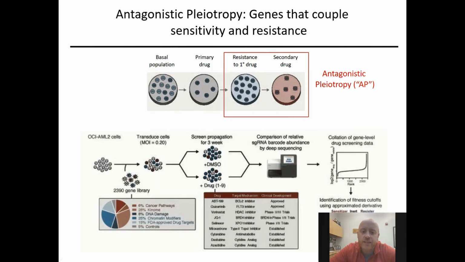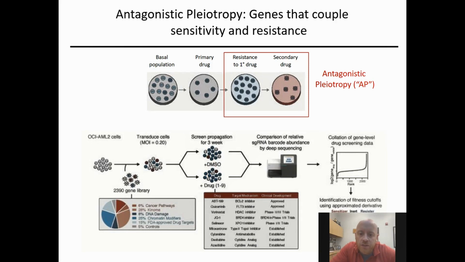To understand the antagonistic pleiotropy landscape in AML, what we did is we took OCI-AML2 cells and we performed CRISPR screens either in the presence of DMSO or in the presence of each of a set of 9 different approved and emerging AML chemotherapies and targeted therapies. For the case of each drug, what we documented through these screens were genes and pathways that can either sensitize cells to that drug or confer resistance to that drug.